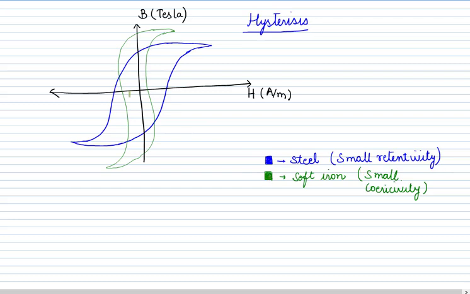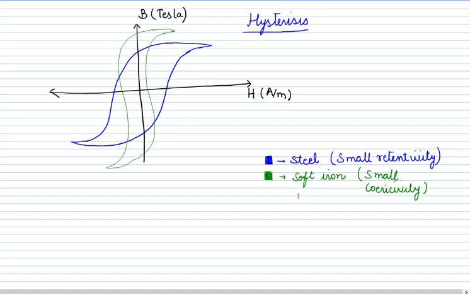Here you can see the value of coercivity. So for the steel, coercivity is comparatively high and retentivity is comparatively low. But for the soft iron, you can see that the retentivity is comparatively high, but the coercivity is comparatively small. So our blue curve is for steel and the green one is for soft iron. So just by looking at this hysteresis loop, we can find out which has the high retentivity, which has the small retentivity, which has the high coercivity, or which has the small coercivity. So that is that easy.